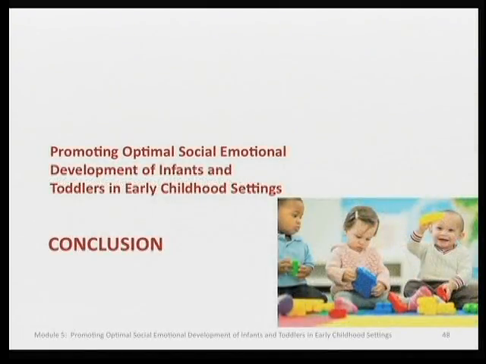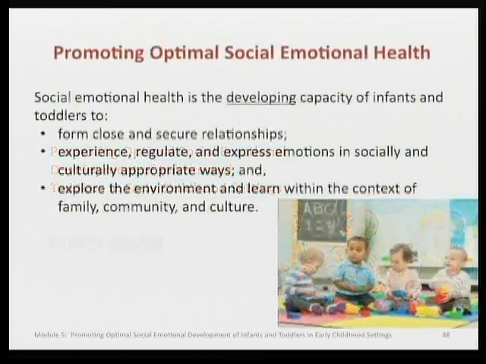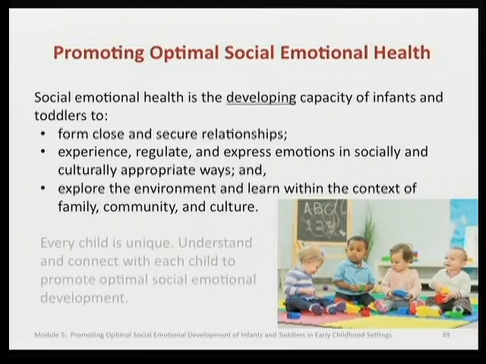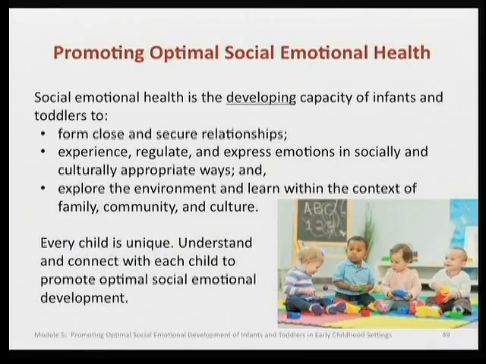In conclusion, let's remember that promoting optimal social emotional health is the responsibility of every caregiver. Social emotional health is the developing capacity of infants and toddlers to form close and secure relationships, to experience, regulate, and express their emotions in socially and culturally appropriate ways, and to explore the environment and learn within the context of family, community, and culture. Every child is unique. Understand and connect with each child to promote optimal social emotional development.